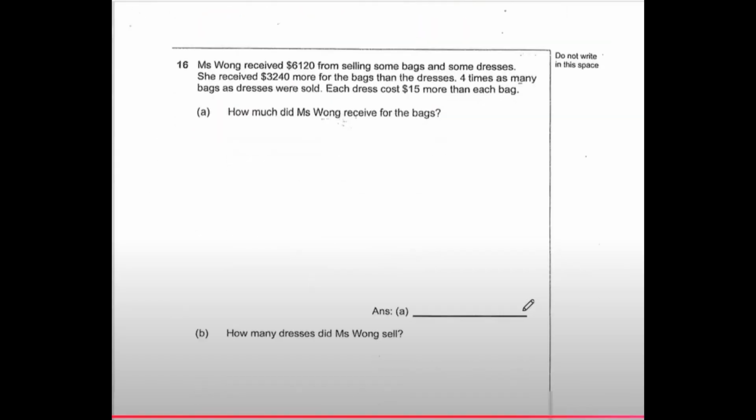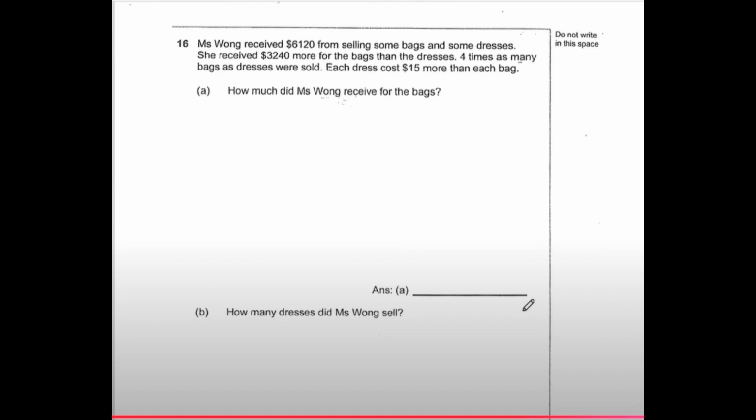All right. Okay, question 16. Miss Wong received $6,120 from selling some bags and some dresses. She received $3,240 more for the bags than the dresses. 4 times as many bags as dresses were sold. Each dress cost $15 more than each bag. How much did Miss Wong receive for the bags?